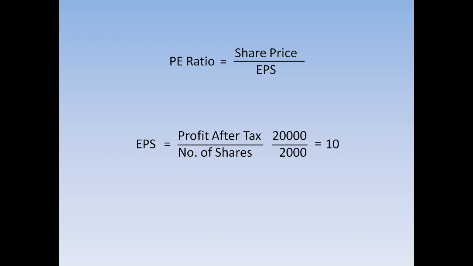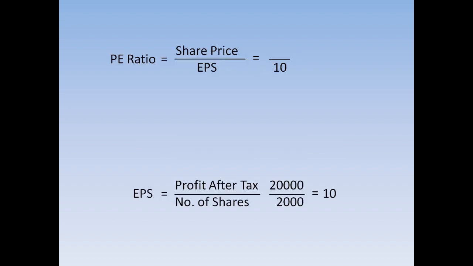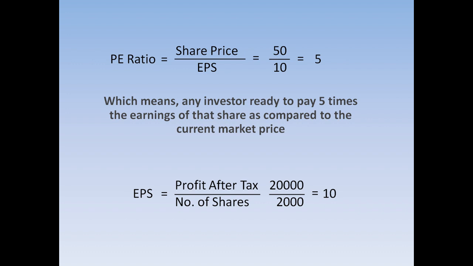Use this EPS of 10 in the P/E ratio formula, where let's take the company's share price as 50 rupees, then P/E ratio will be 5. So what is the meaning of this P/E ratio 5? Any investor is ready to pay 5 times the earnings of that share as compared to the current market price.